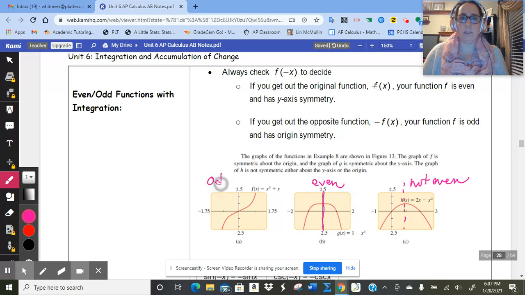So this is an odd function. This one is definitely not the same on both sides with one of them flipped, so this is also not odd.